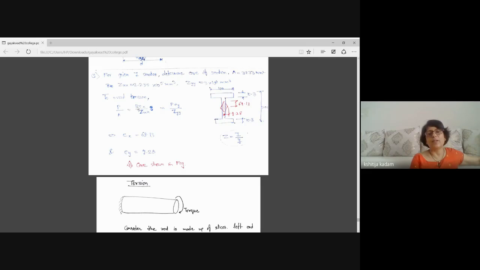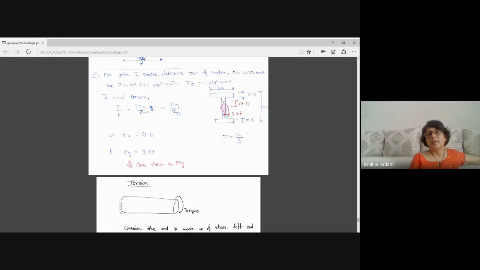So in short, in place of moment, I will write P into ex in x direction, and in place of I by y, I can write Zx. Similarly, for y direction, P ey upon Zy. So P will cancel out from all the three terms in this equation, and ex and ey can be calculated, which is: eccentricity in x direction is 69. So you can see 69 is shown in vertical direction, and similarly ey is 9.28.